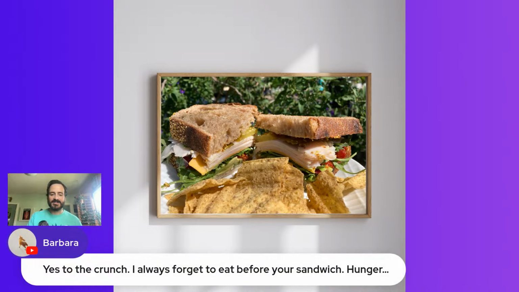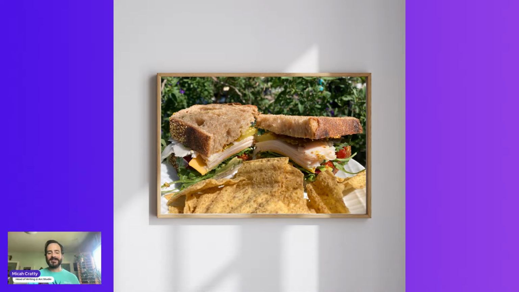Yes to the crunch, always free to eat before your sandwich hunger. That's like, this is a reminder. Let's write, we gotta be fortified to write. All right, great. So that is the sandwich of the week.